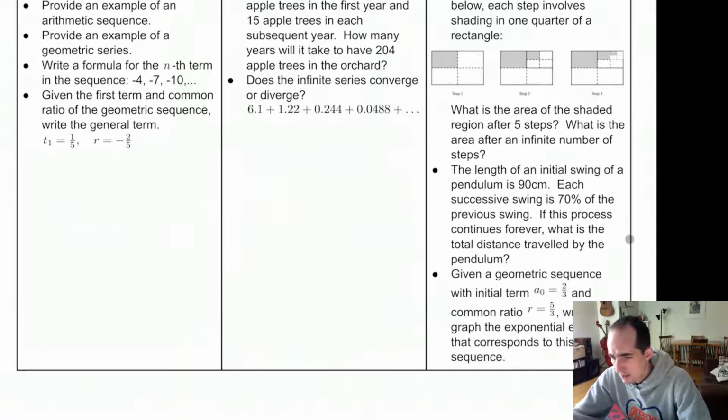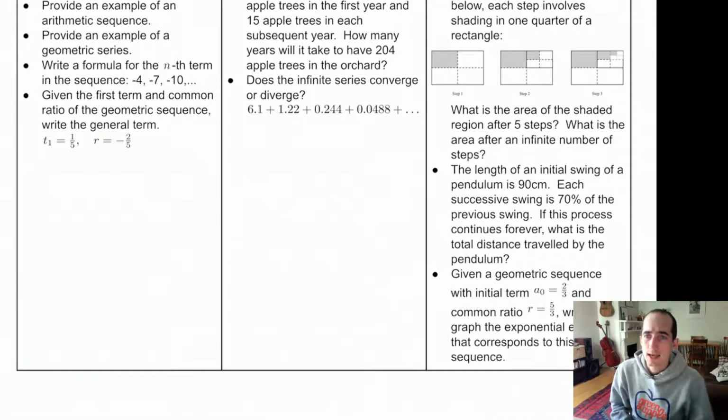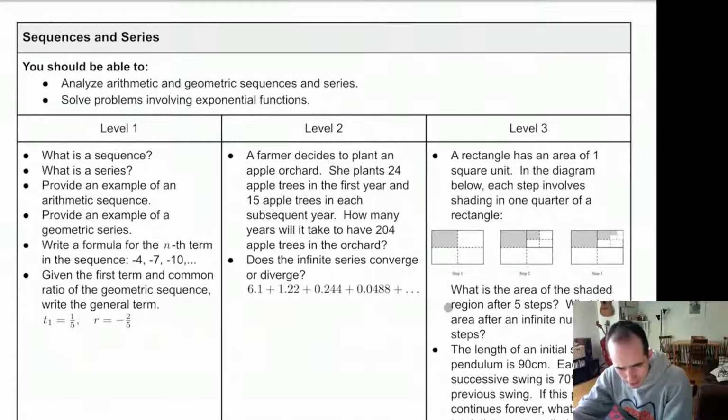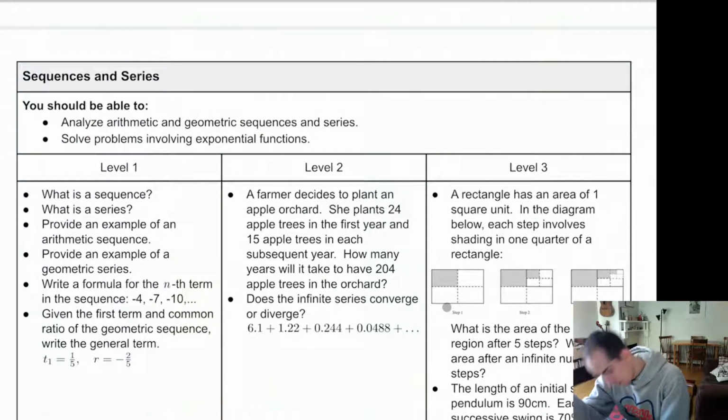Okay, the length of an initial swing of a pendulum is 90 centimeters. Each successive swing is 70%, and so on. That's another geometric series, so a question about that. And then here's one that makes the connection between exponential functions and geometric series. So there you have it. That's basically our entire year at a glance.